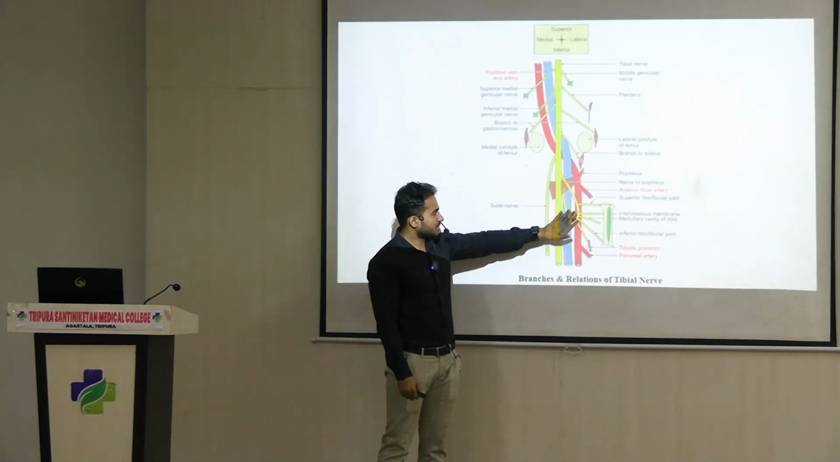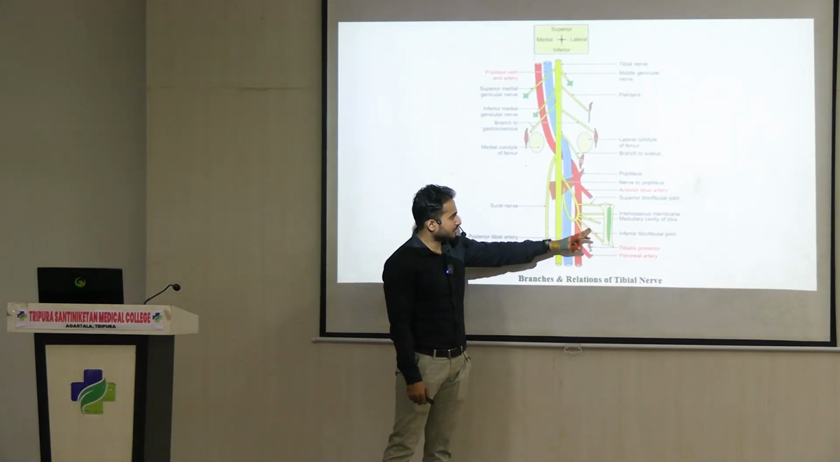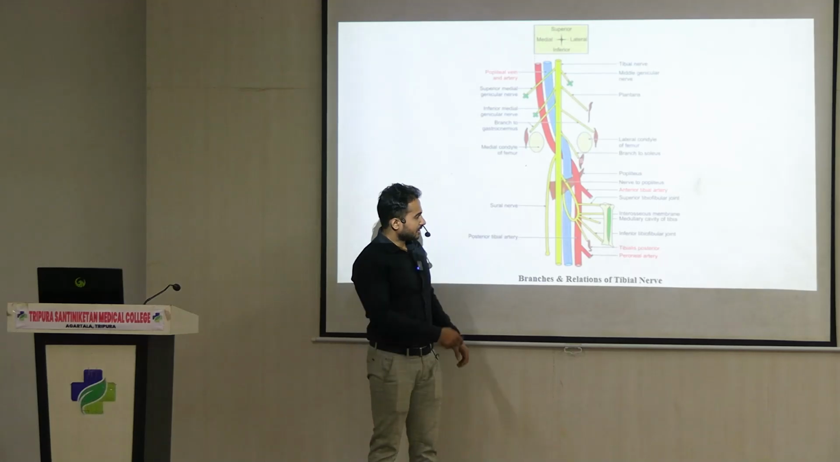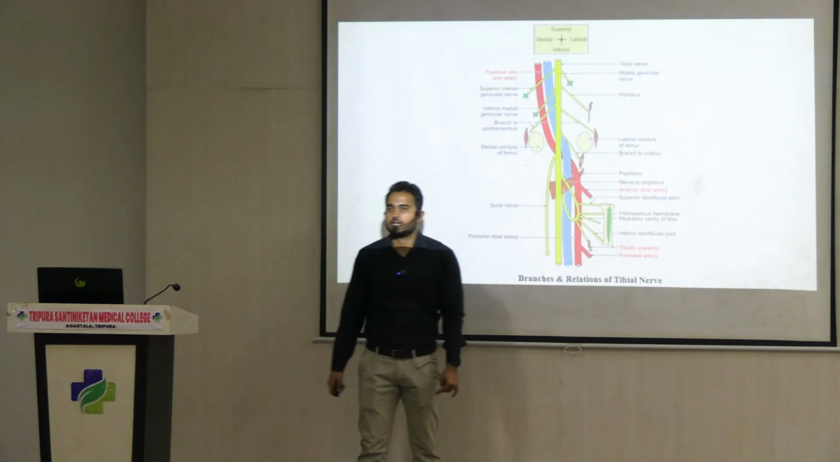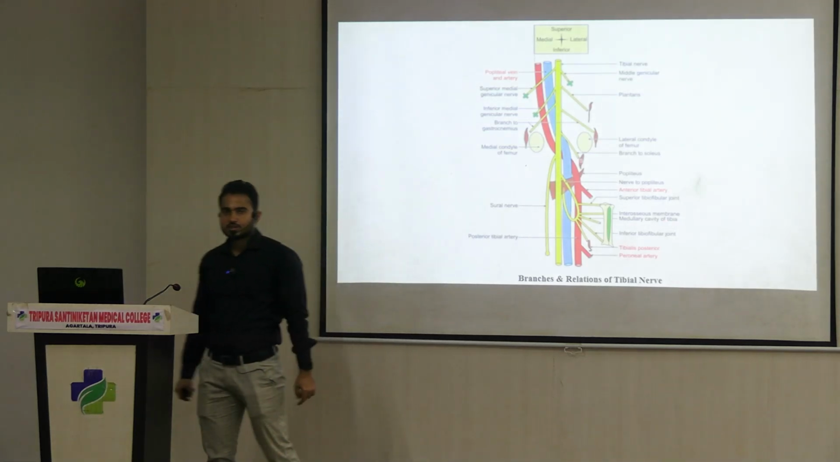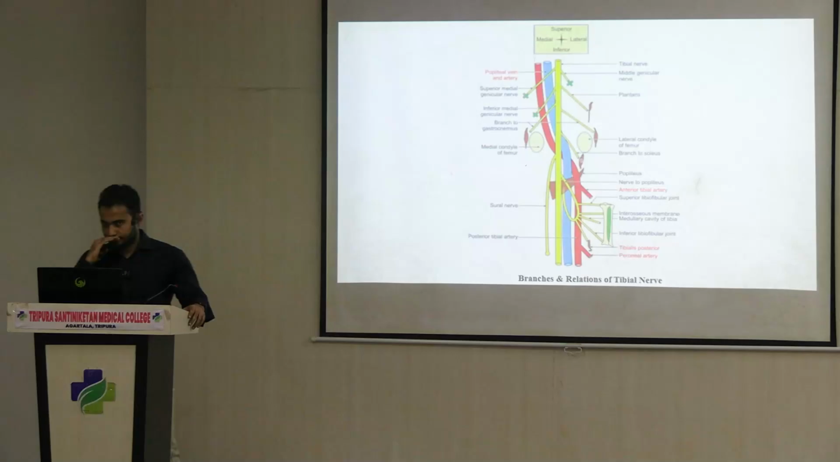After that, from this nerve to popliteus, you can see several branches are arising. That will supply the tibialis posterior muscle, superior tibiofibular joint, and the medullary cavity of the tibia. So these are the peculiarities for the nerve supply of popliteus muscle, or nerve to popliteus muscle.